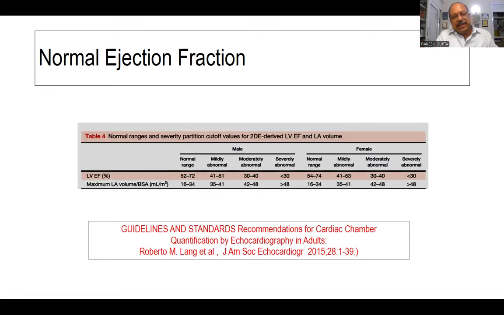And how do we say it is reduced? 50 to 40, 40 to 30, 30 and less. 50 to 40 is mild, 40 to 30 is moderate, less than 30 is severely reduced LV systolic function.